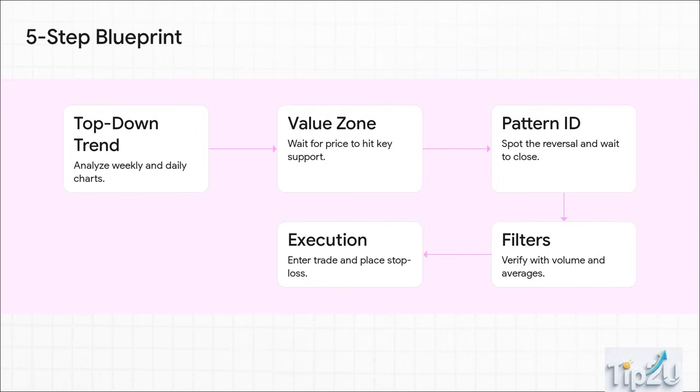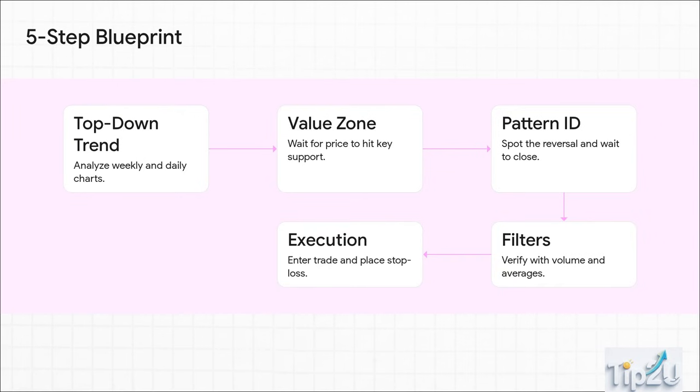But, and this requires absolute iron discipline, wait for the candle's session to officially close. I cannot stress this enough. An unclosed candle can look like a beautiful bullish hammer midday and completely collapse into a bearish nightmare by the closing bell. Step 4. Apply your filters. Check your volume, check your moving averages. Finally, Step 5. Execution. Enter the trade and immediately place a hard stop loss just below the extreme shadow of the pattern, because if the price breaks that wick, your technical thesis is completely disproven.